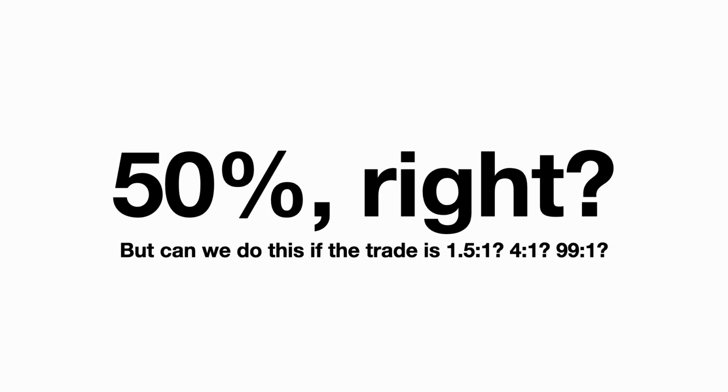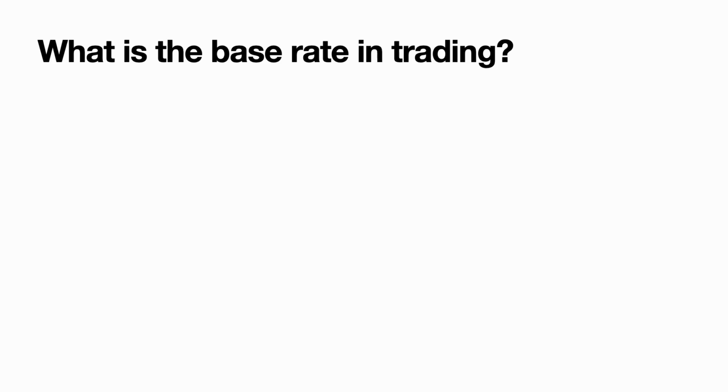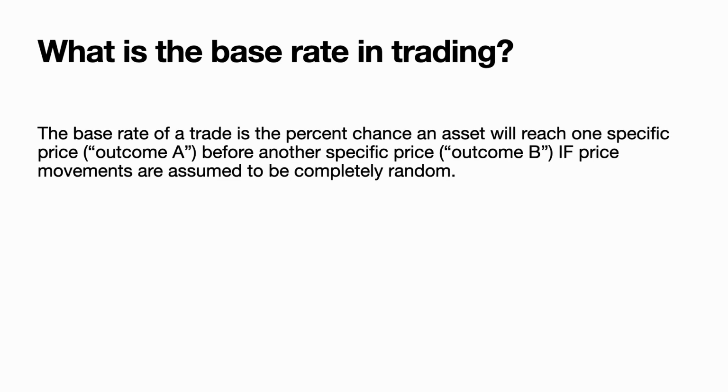But can we do this if the trade is 1.5 to 1, or 4 to 1, or 99 to 1? Is there a way we can come up with a similar probability estimation as this when it's not a one-to-one trade opportunity? This is what the base rate can tell us. So what is the base rate in trading? The base rate of a trade is the percent chance an asset will reach one specific price, which we can call outcome A, before another specific price, which we can call outcome B, if price movements are assumed to be completely random.